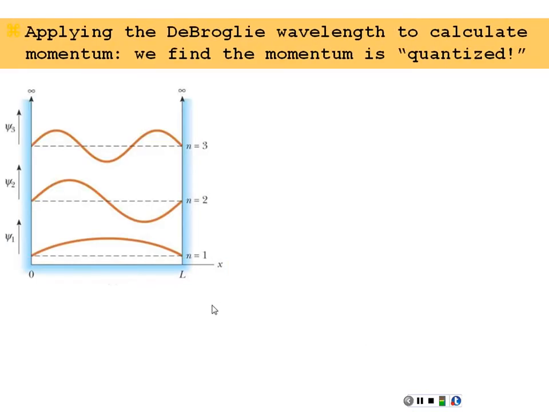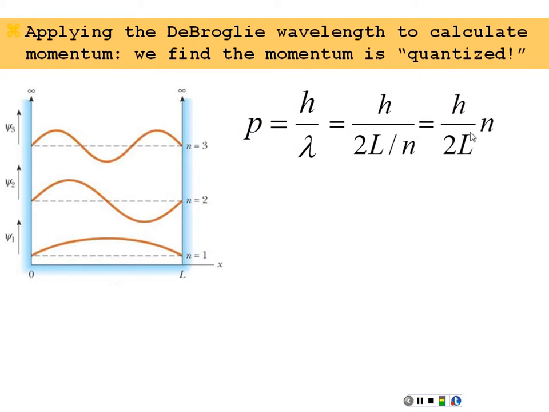Applying the de Broglie wavelength to calculate the momentum, we find that the momentum is indeed quantized. Momentum is equal to Planck's constant over the de Broglie wavelength, and that is Planck's constant, in this case, over 2L divided by n. So it's equal to Planck's constant over 2L, which is a constant, times n, which is an integer. So we have discrete values of momentum that will correspond to the wave within these constraints.